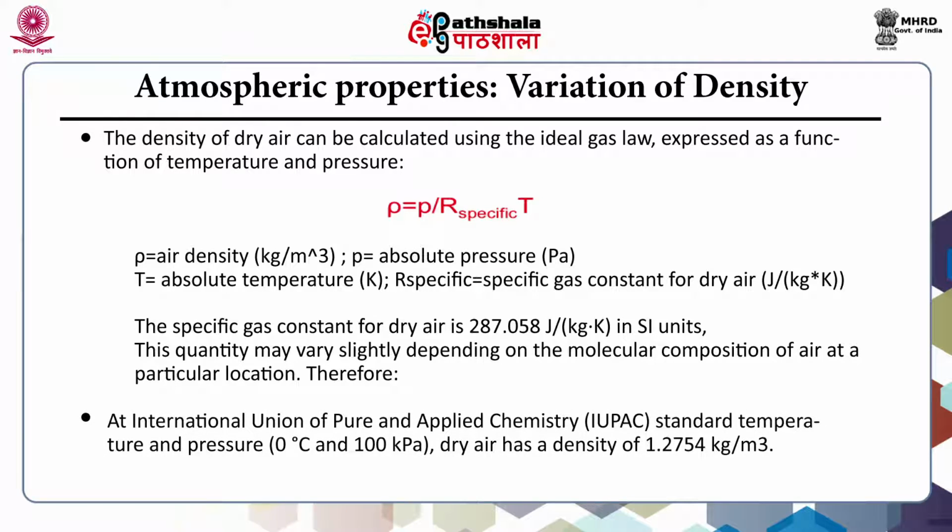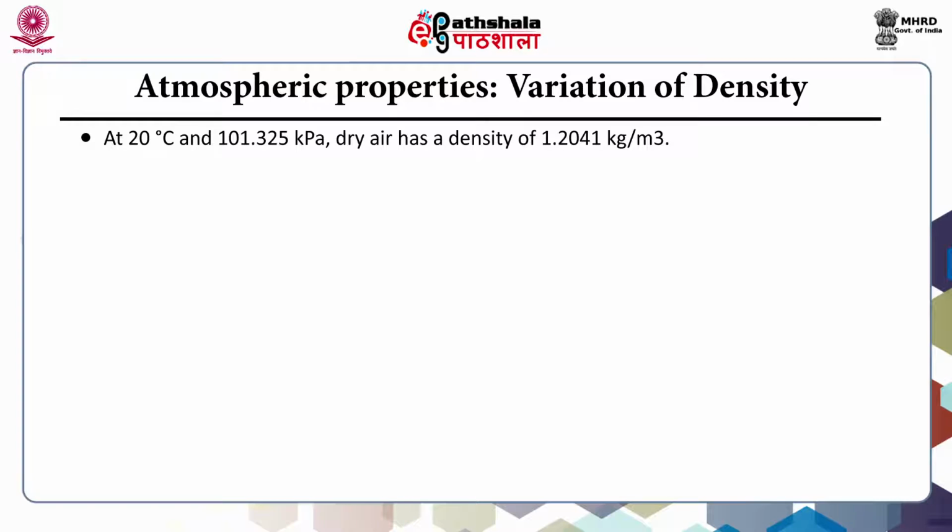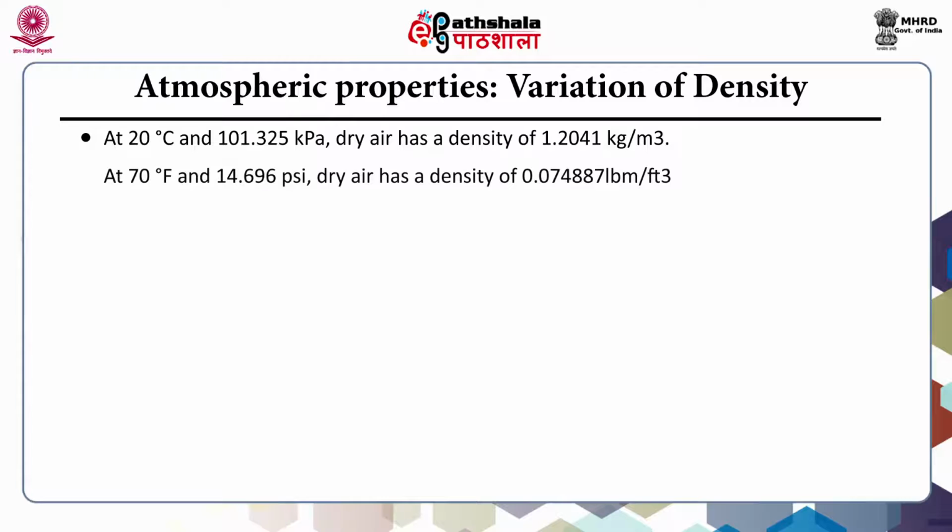At the IUPAC standard, STP, that is standard temperature and pressure, at 0 degrees Celsius and 100 kilopascal, dry air has a density of 1.2754 kilogram per cubic meter. At 20 degrees Celsius and 101.325 kilopascal, dry air has a density of 1.2041 kilogram per cubic meter. At 70 degrees Fahrenheit and 14.696 psi, dry air has a density of 0.074887 pounds per cubic foot.